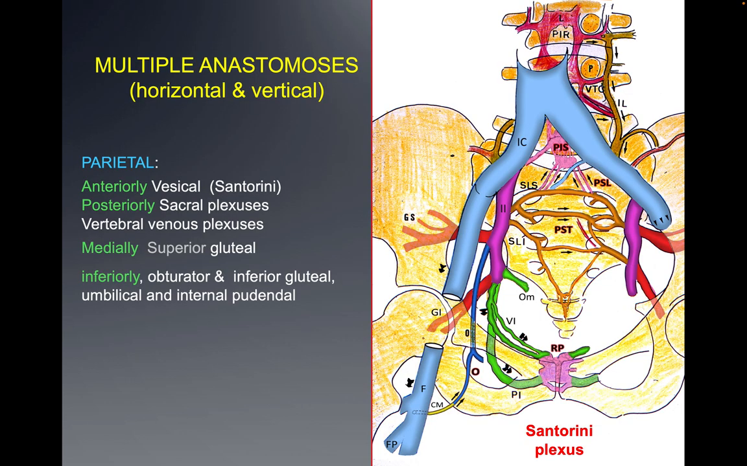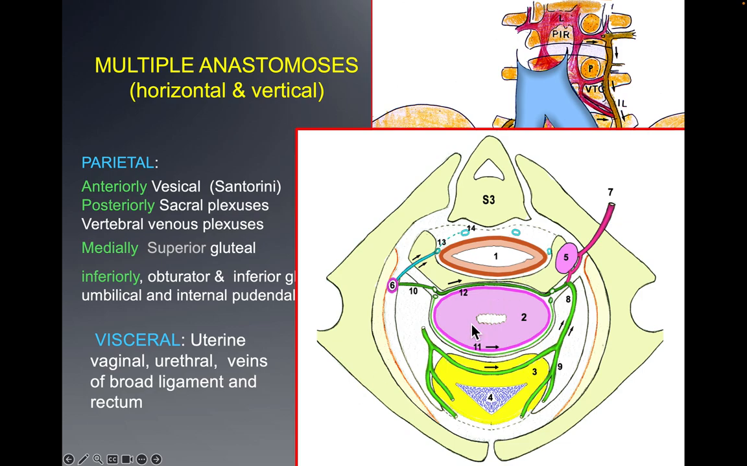These multiple and complex anastomoses are first parietal anastomoses, and you see here anteriorly the Santorini plexus, posteriorly the sacral plexus in orange, medially the gluteal, and inferiorly the obturator and gluteal anastomoses. There are also visceral anastomoses from left to right, and also the left ovarian vein coming from the left renal vein.